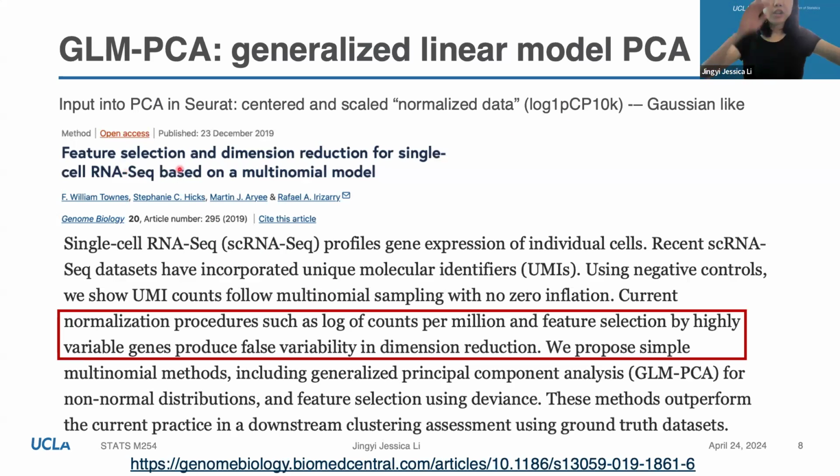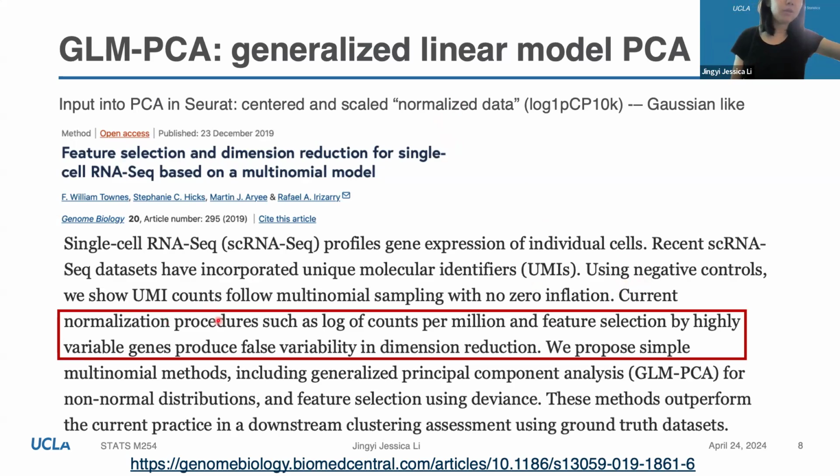But these authors in this paper, and this is the abstract of this paper, it's called Feature Selection and Dimension Reduction for Single-Cell RNA-seq Based on a Multinomial Model. They don't want to go through the transformation, like normalization. They want to work with count data directly. And this is how the method is called, GLM-PCA. So let's read this part in the abstract.